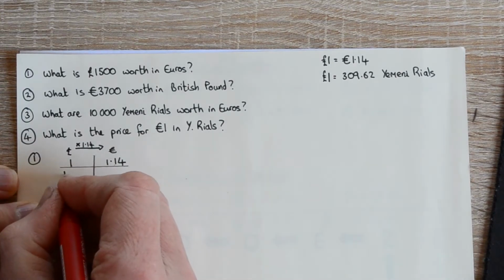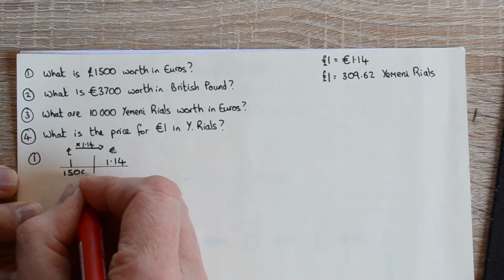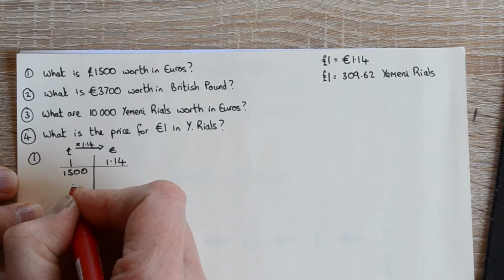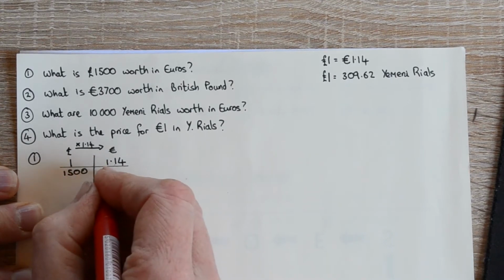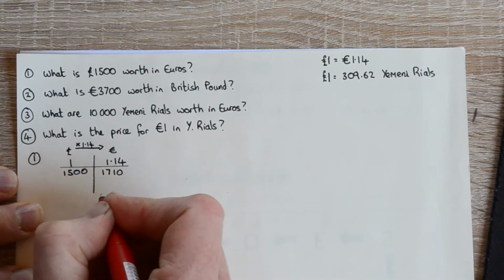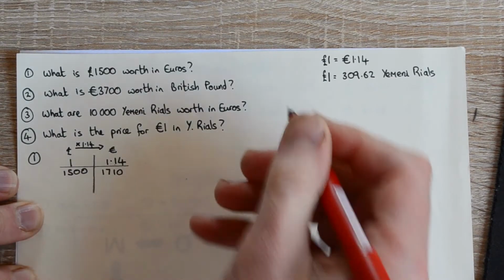Underneath in the table we can say £1,500. To work out what that is in euros, we use this multiplier. So that's our answer to the first question.